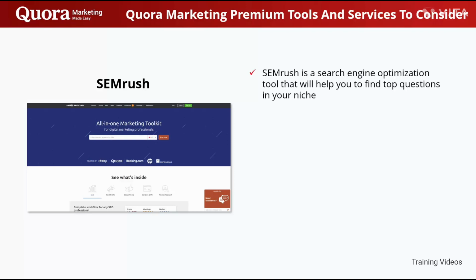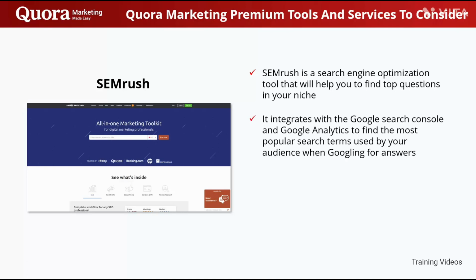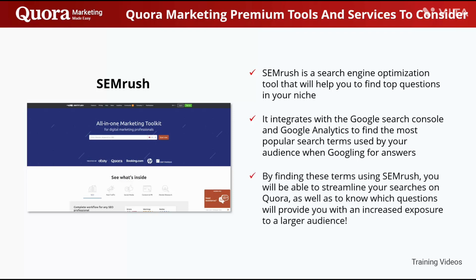SEMrush. SEMrush is a search engine optimization tool that will help you to find top questions in your niche. It integrates with the Google Search Console and Google Analytics to find the most popular search terms used by your audience when Googling for answers. By finding these terms using SEMrush, you will be able to streamline your searches on Quora, as well as know which questions will provide you with increased exposure to a larger audience.